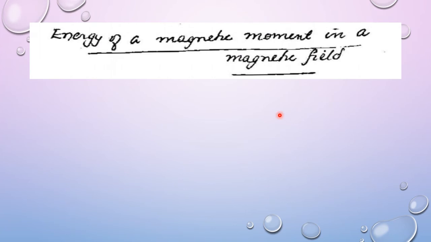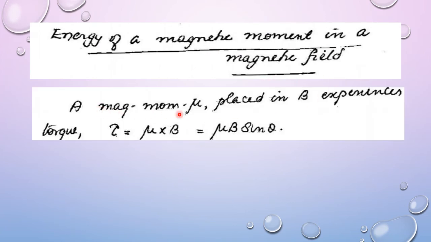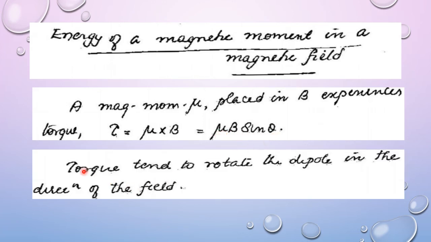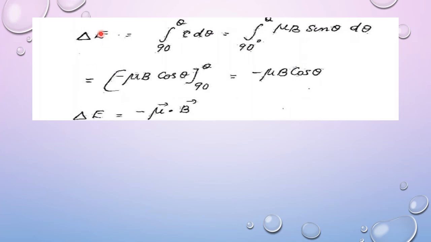Now the energy of the magnetic moment in a magnetic field. So a magnetic moment μ placed in B experiences a torque. Tau is equal to μ cross B, which we can expand as μB sin θ. So the torque tends to rotate the dipole in the direction of the field. So in order to find the energy, you have to calculate the amount of external work done for rotation.